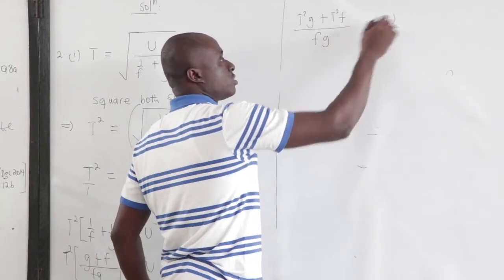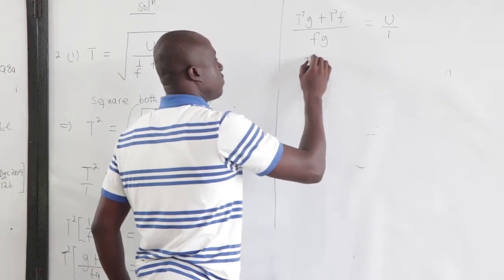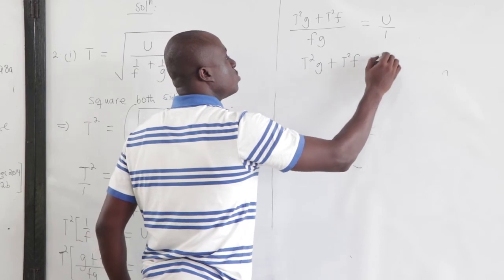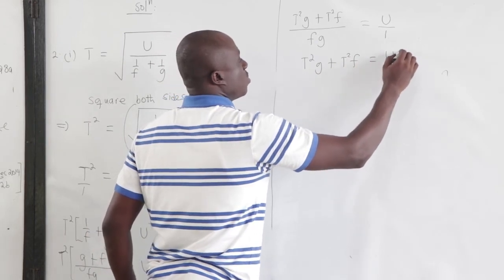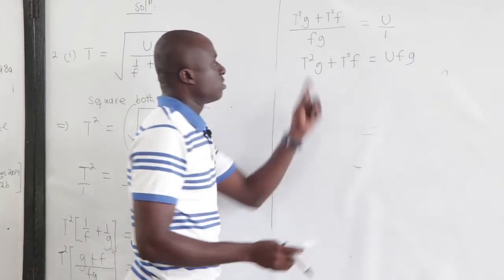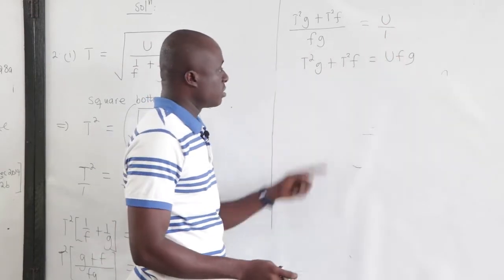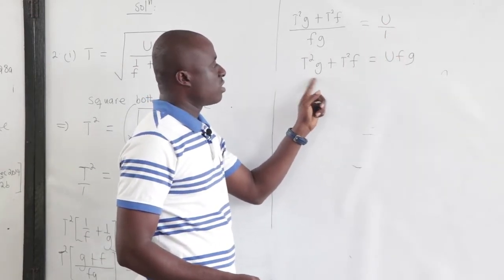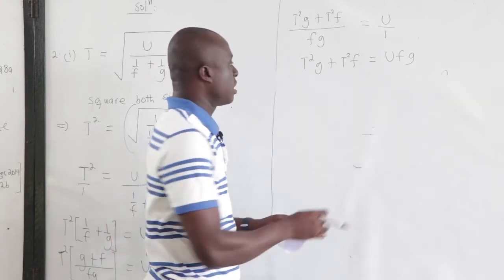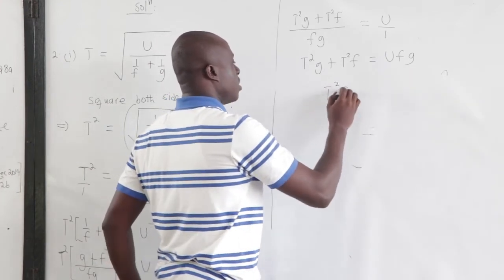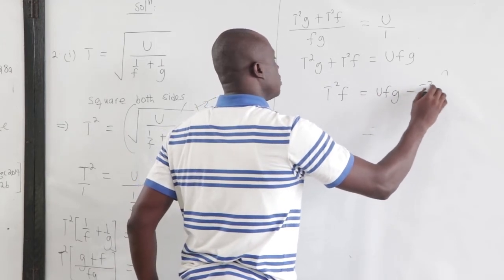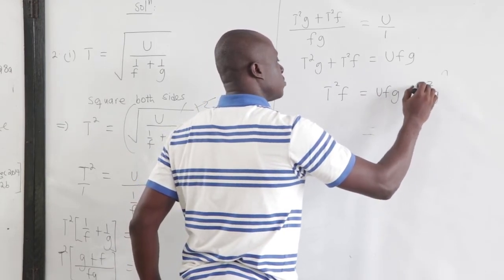So here we can cross multiply and say that we have t squared j plus t squared f equal to u f j. This will go and multiply that place. Now clearly we have to group like terms. We have t squared j, we have j here, we have to group the like terms. So we have t squared f equal to u f j minus t squared j.